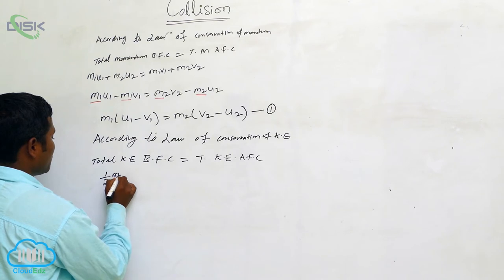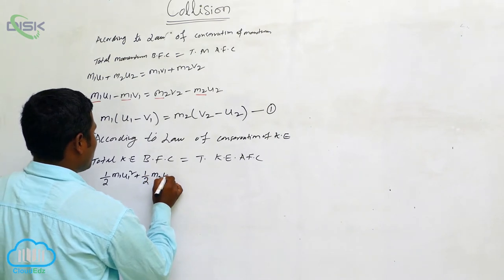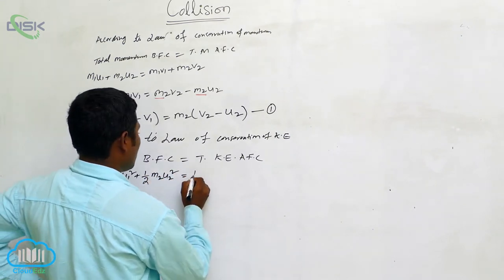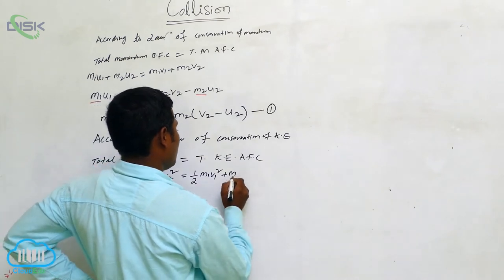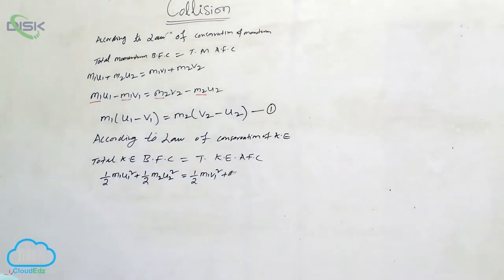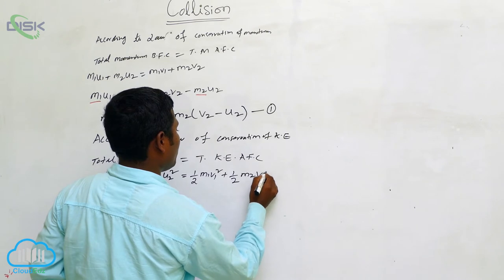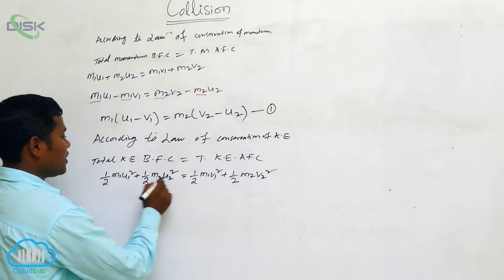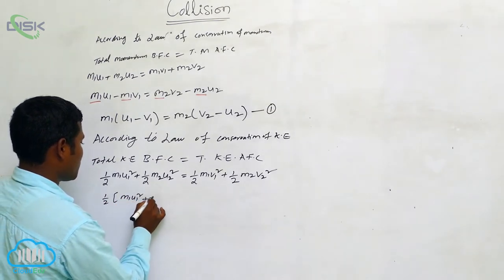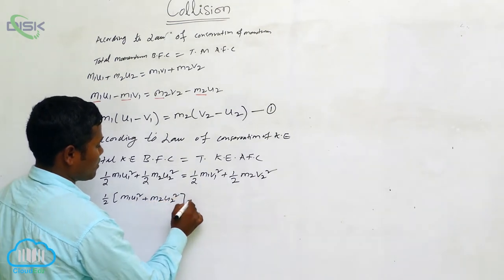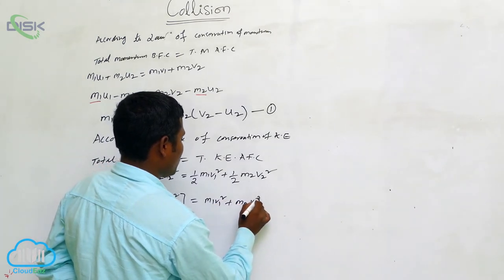1 by 2 m1 u1 square, next 1 by 2 m2 u2 square, equals 1 by 2 m1 v1 square, next 1 by 2 m2 v2 square. See, 1 by 2 is there on both sides. Take the common 1 by 2 on both sides: m1 u1 square plus m2 u2 square, equals m1 v1 square plus m2 v2 square.